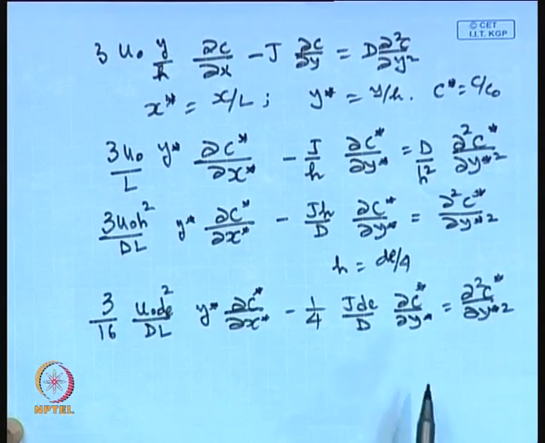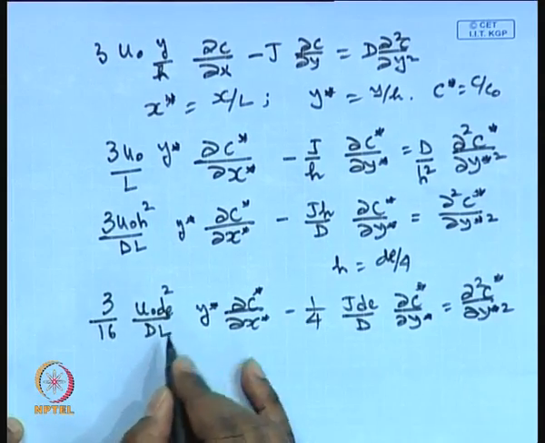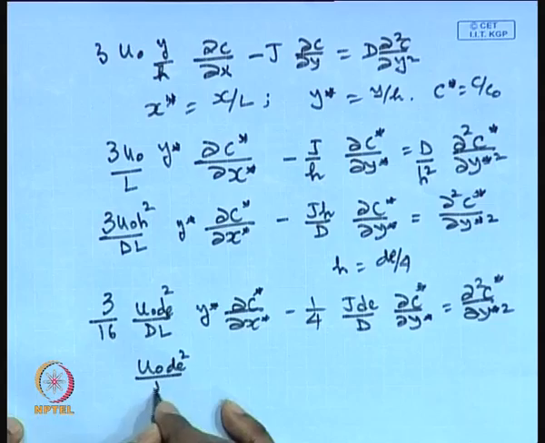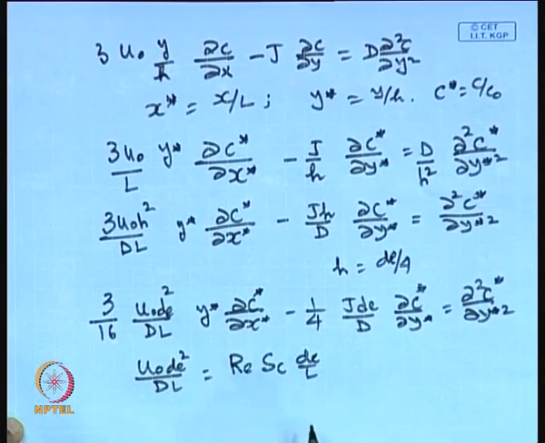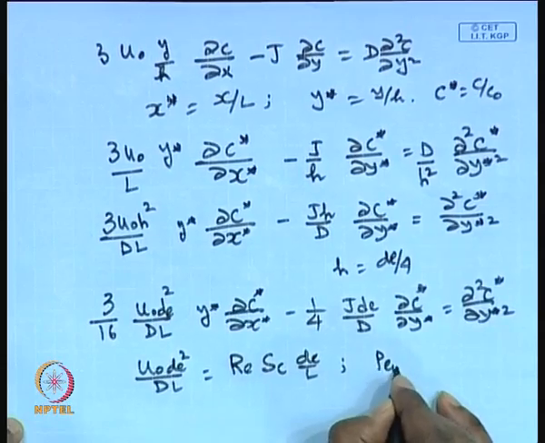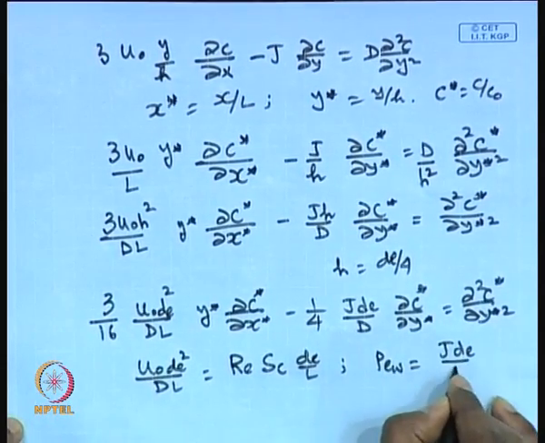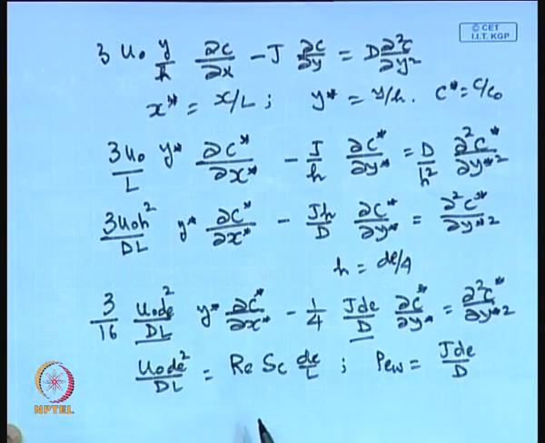Now if you look into this equation, the right hand side is completely non-dimensional, that means all the quantities on the left hand side become non-dimensional. I think we have already discussed earlier that u0 d² / (D L) is nothing but Reynolds times Schmidt times d by l. You can open up the Reynolds number and the Schmidt number, and you will get u0 d² / (D L). And we define the non-dimensional flux as J d by D. So this becomes a non-dimensional flux, this becomes Reynolds times Schmidt times d by l, and all of them are non-dimensional.